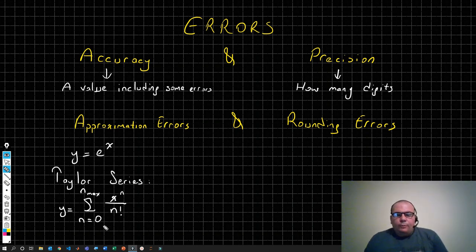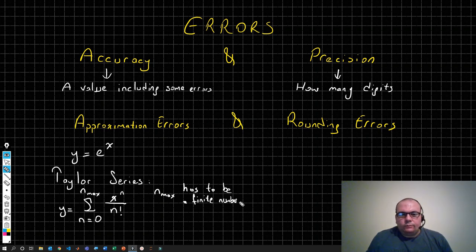So in computers, we have to use a finite number for n max, right? So n max has to be a finite number. So it becomes an approximation, and it comes with an error.